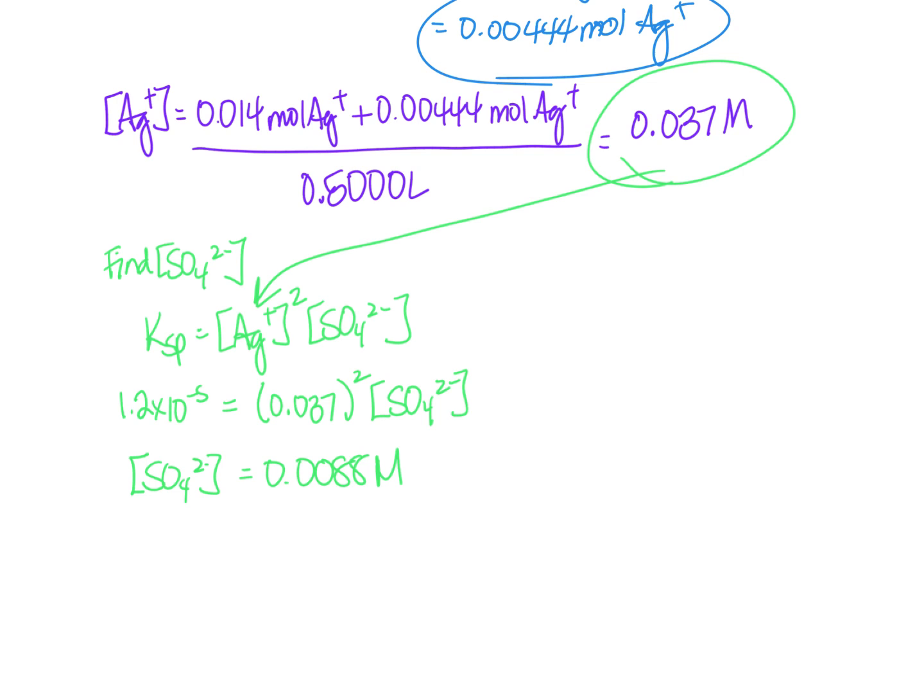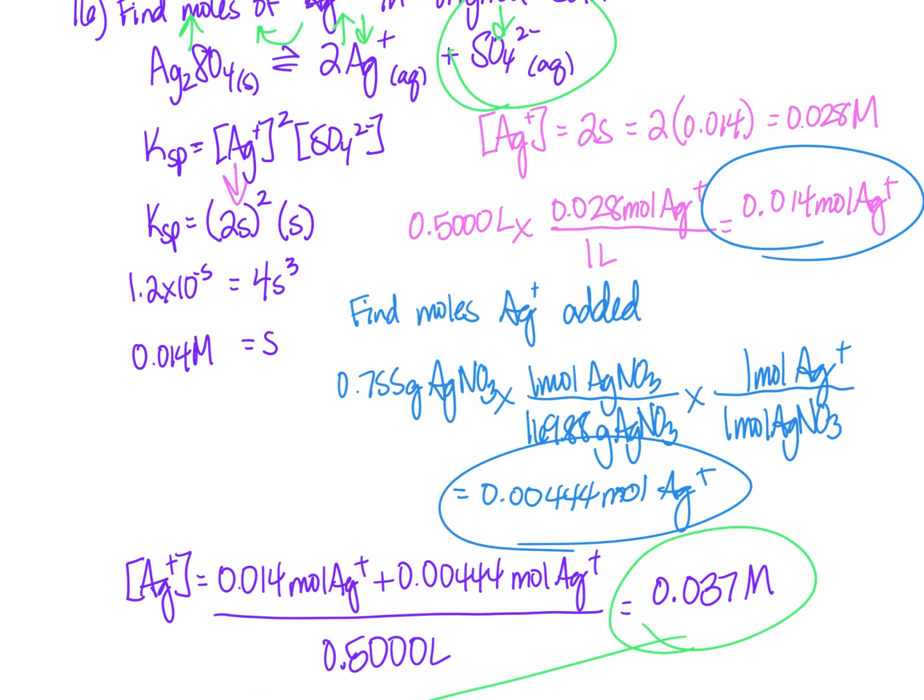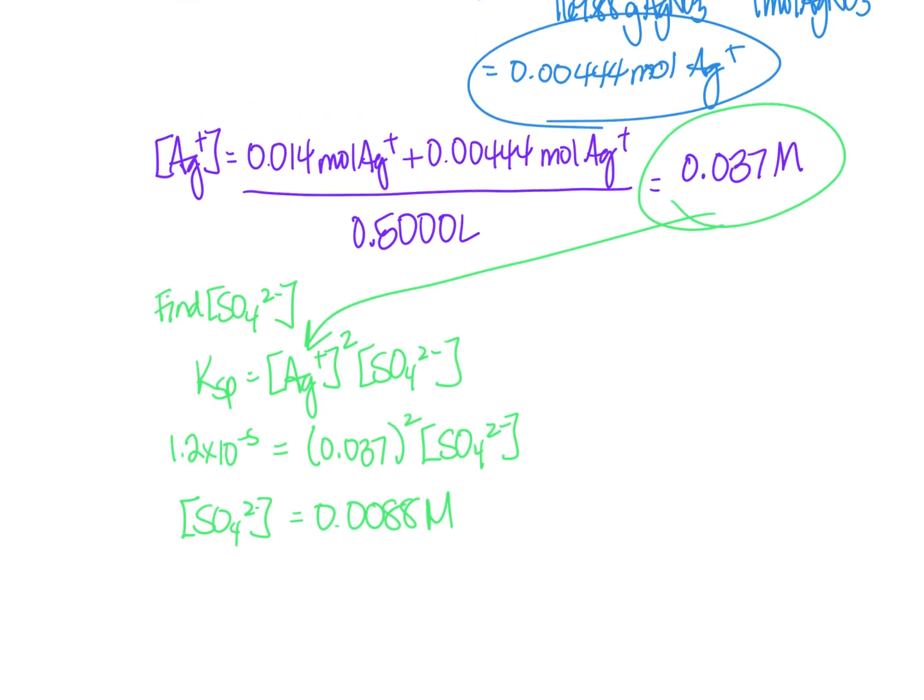So we can compare that to what it was originally. So what was it originally? Whatever our S was up here. So in our original solution, we had 0.014 molar of the SO4 2 minus. Now it's gone down to 0.0088 molar. So that's going to be it.